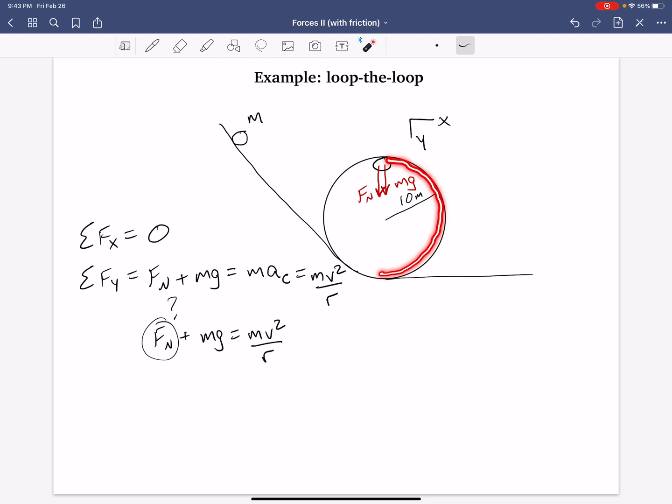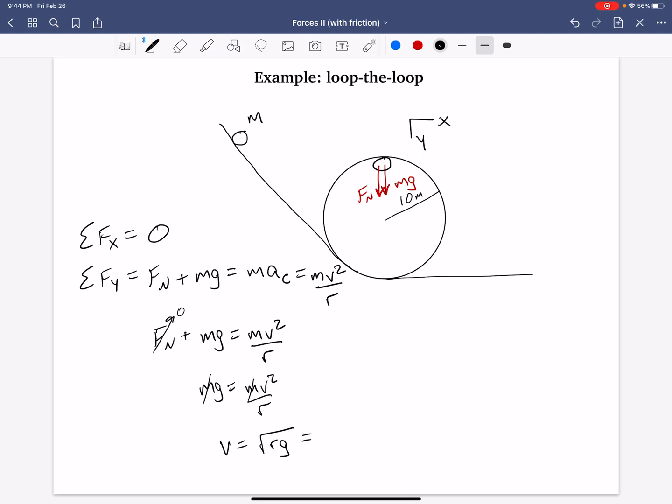what if just at the instant it reaches the very apex, it were to lose contact? Just before that instant, it loses contact. Well, that means that when it's at the very top, it's not in contact. So we can assume that the normal force is 0 in this special case. If we assume the normal force goes to 0, then we have mg equals mv squared over r, and we can solve for v. Masses go away, and it's just the square root of rg. You plug in 10, plug in 9.8, take the square root, and you get about 9.9 meters per second.